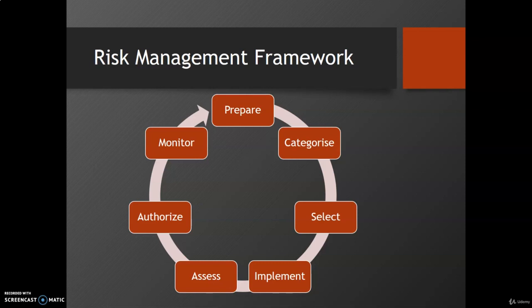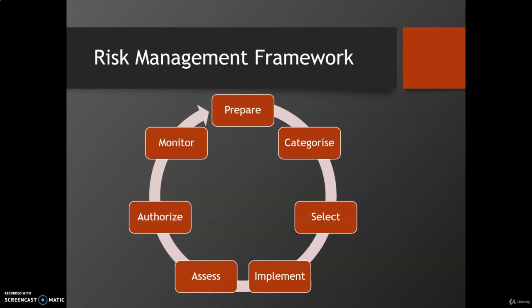Second step is categorize. What do you do in this step? Categorize the system and the information processed, stored, and transmitted by the system based on an analysis of impact of loss. Then next is select an initial set of controls for the system and tailor the controls as needed to reduce the risk level to an acceptable level. The next is implement. Implement is basically to implement the controls which we have selected in our select phase to minimize our risk level.